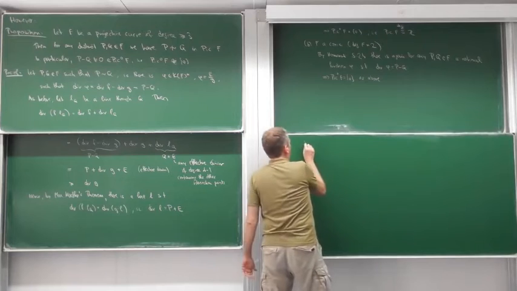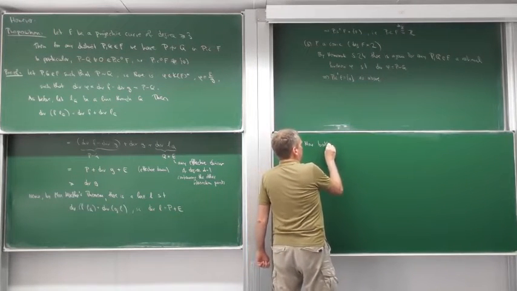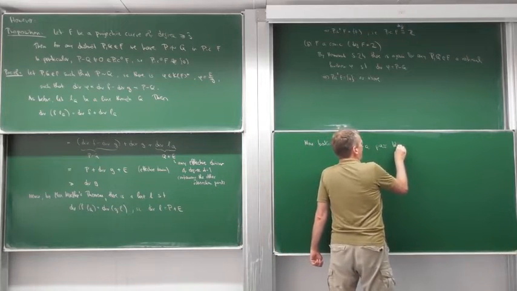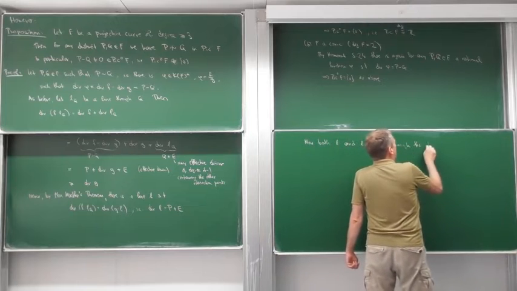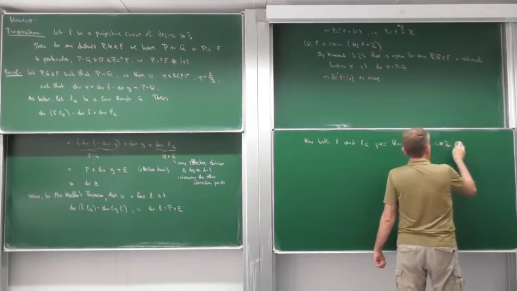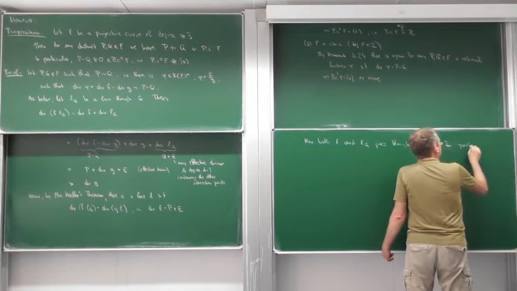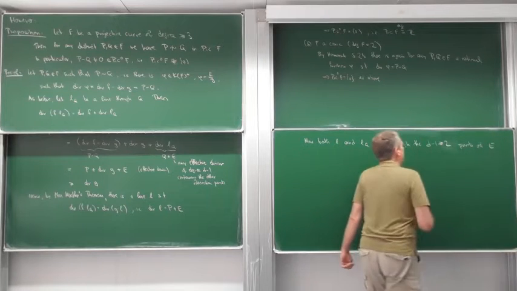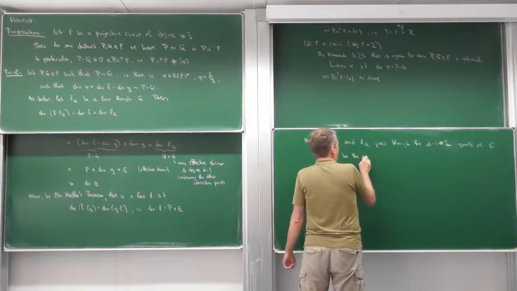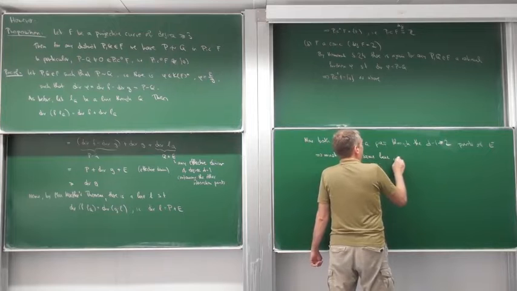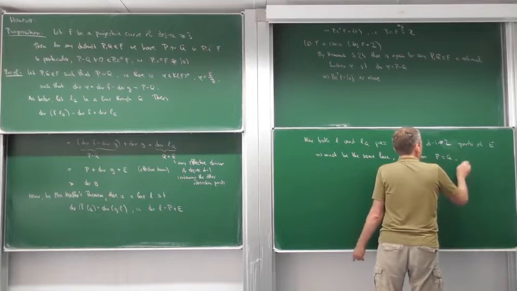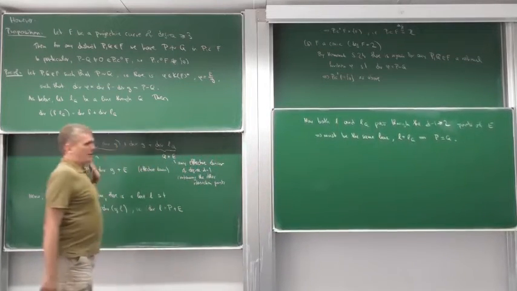So write this down. Now both L and LQ pass through the D minus 1 points of E, and D minus 1 is at least 2, so that's what we need. D is at least 3. And hence they must be the same line. So that means L is LQ, and hence also the divisors are the same, and so that means P is equal to Q. That shows the statement here.